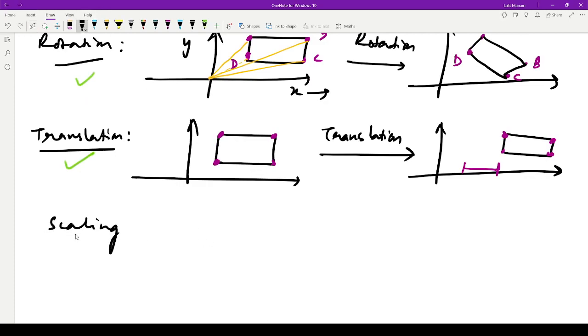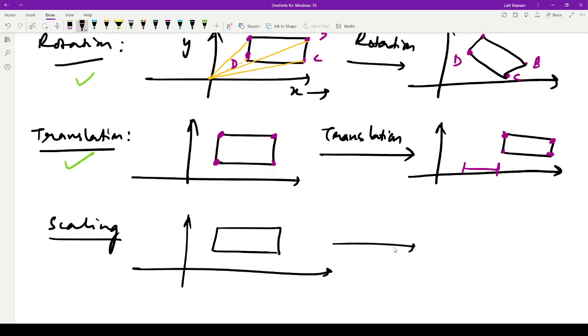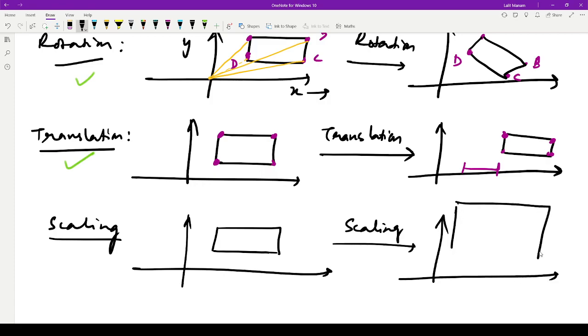We'll just zoom in on things. If your original size is like this, zooming in might look like this, and maybe zooming out looks like this. But in both the cases, the extreme points will always be the same. So this is also fine. We don't have a problem with this.